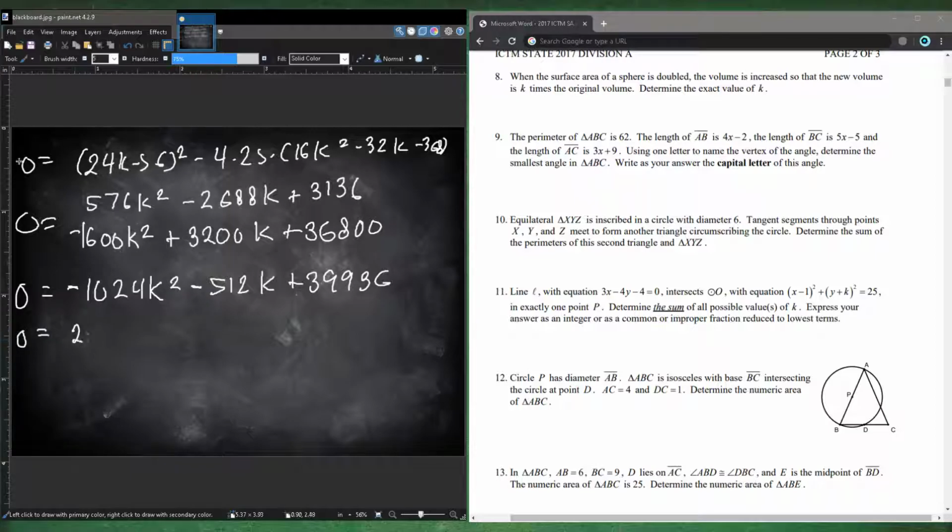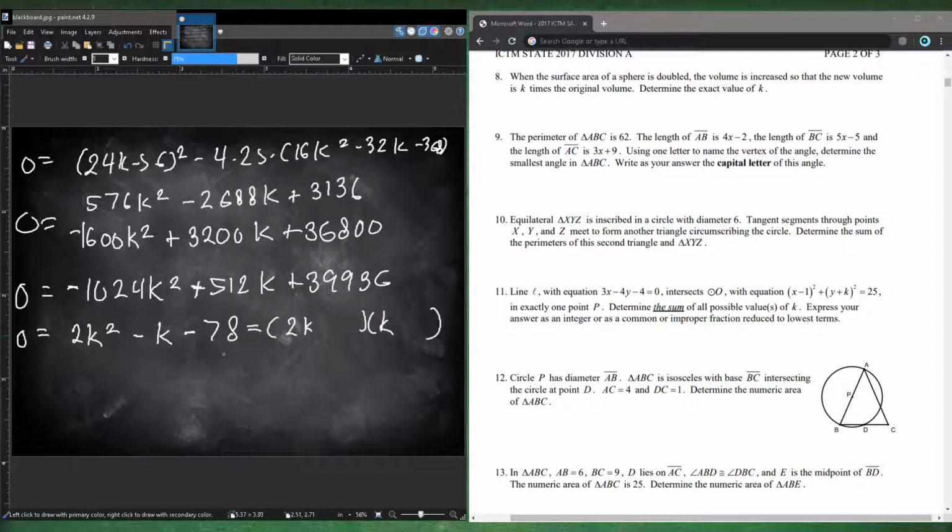So this gets us 2k squared. Sorry, this one was positive, right? 320 minus this number is positive. So then this one is minus 1k, which is just minus k. And then 39936 divided by 512 is negative 78. So this will simplify to 2k, k.